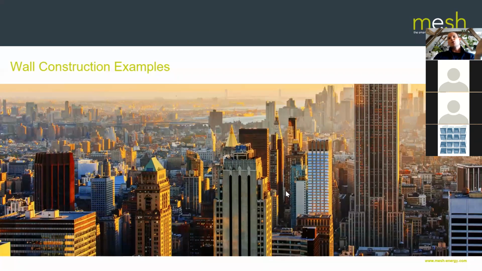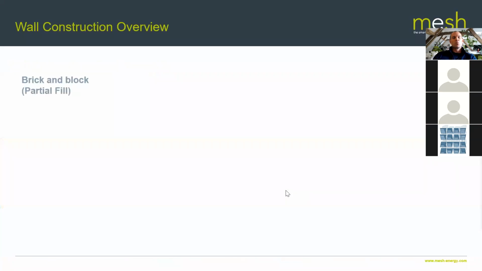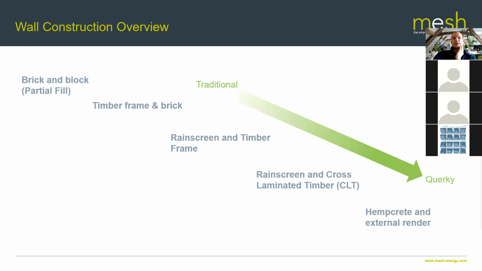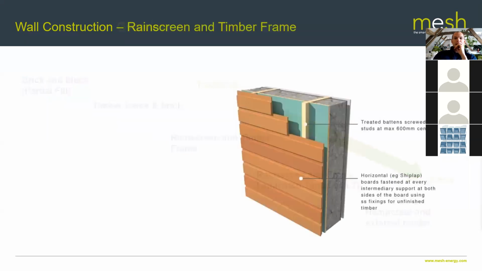So the same thing again, when we look at wall construction methods here. The wall that we're going to look at is standard brick and block, partial cavity fill with bats of insulation. We'll then look at a timber frame and brick construction, rain screen and timber frame construction, and then a CLT construction. And then right at the quirky end, dare I say, is hempcrete and external render. So that covers the full spectrum, from what a lot of people easily understand to something that they've probably never built before.